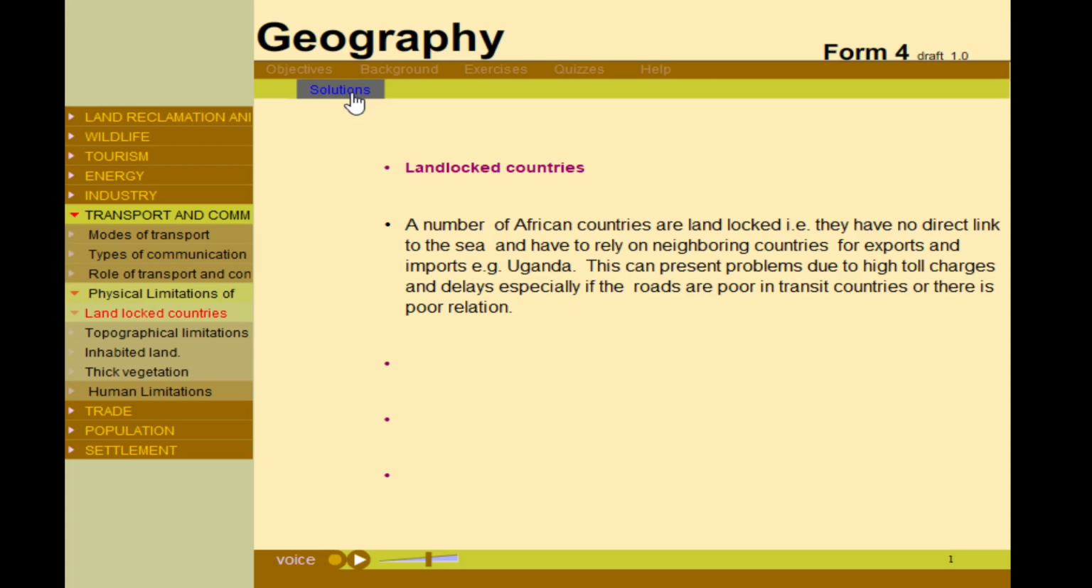Topographical limitations. Some countries have steep, rugged mountainous relief, for example, around Mount Kilimanjaro, Mount Kenya, Cameroon and the Rift Valley. This makes the establishment of transport routes difficult and very expensive.